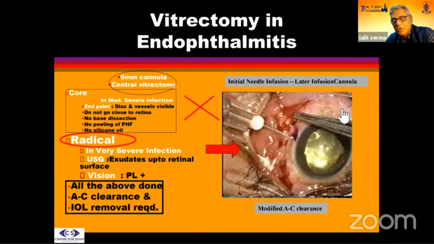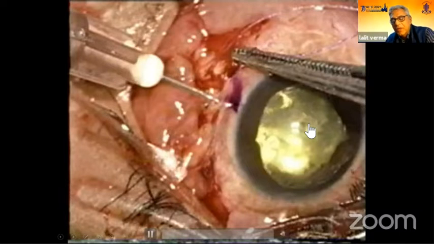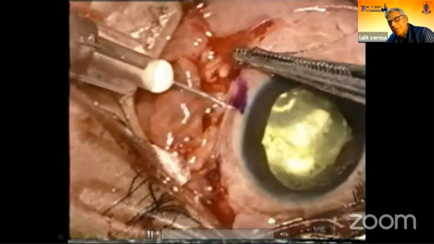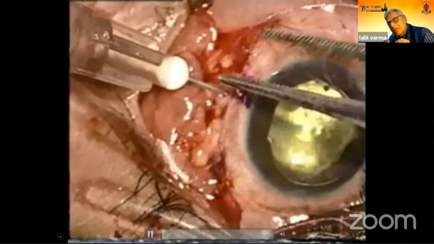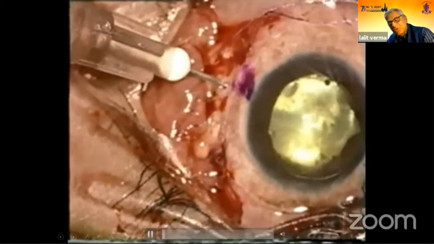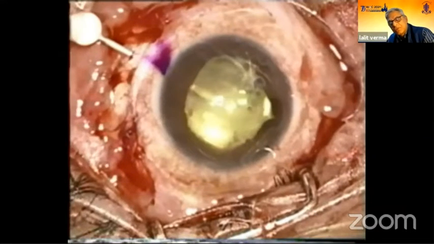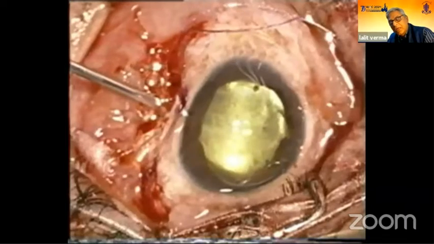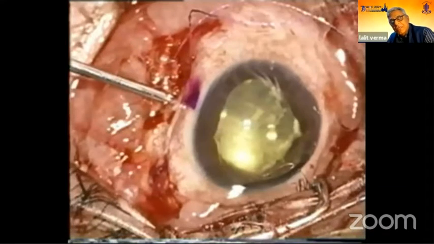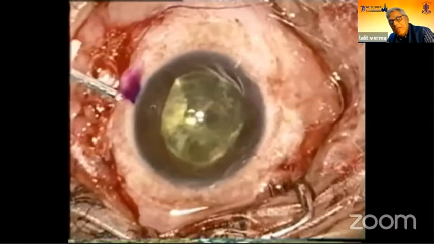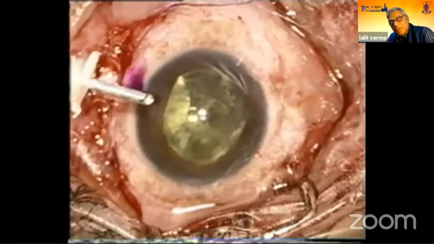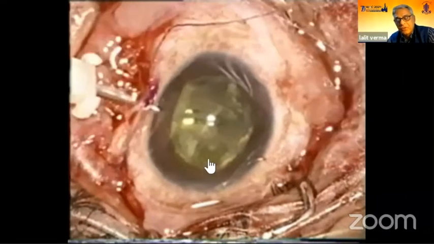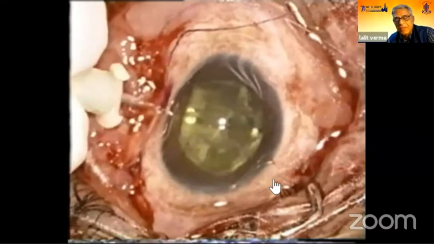And vitrectomy has to be a radical kind of vitrectomy, and there are two ways of entering. One is that initially, because a lot of these are hypotonic, we do a needle infusion just to tighten up the globe, and then take the 6 mm cannula. In all these endophthalmitis eyes, the choroid is very thick, so take a 6 mm cannula so that you are in the intravitreal space before you turn on the infusion. And sometimes it becomes a dicey job also.